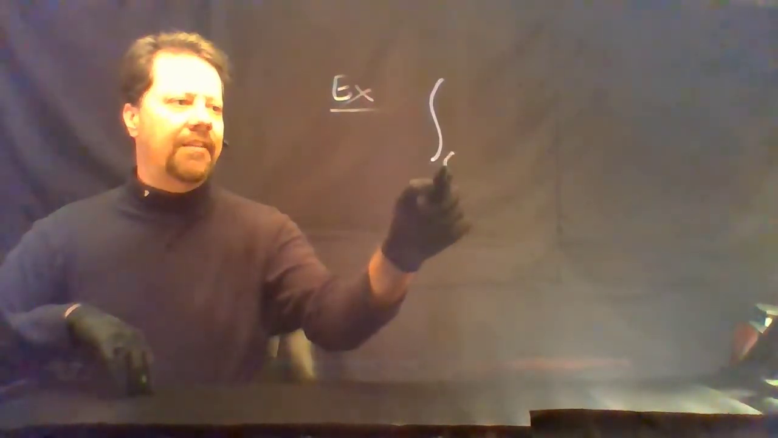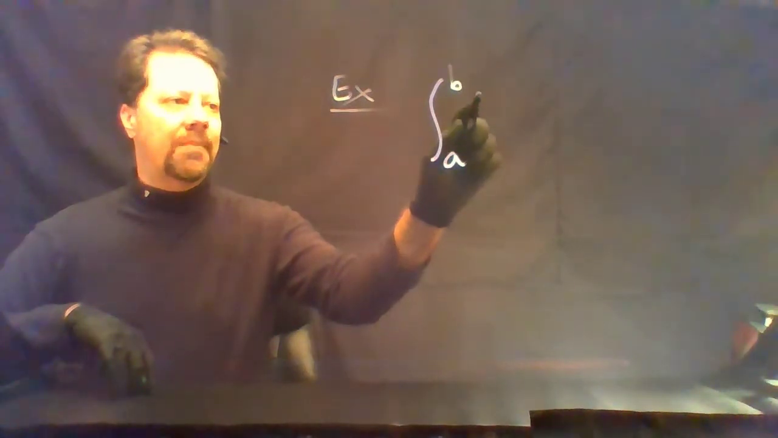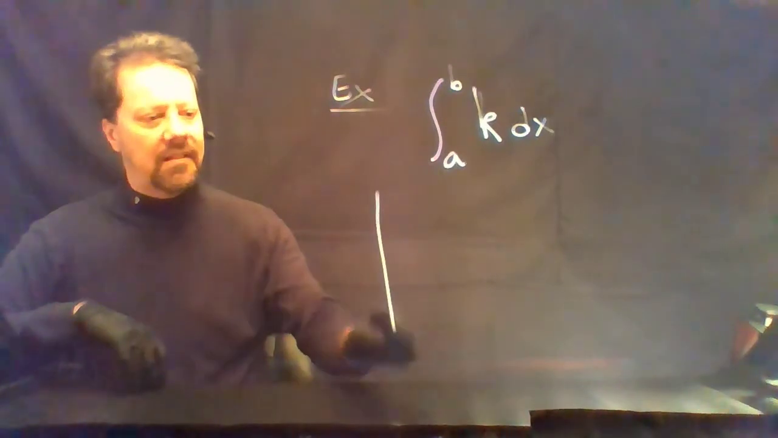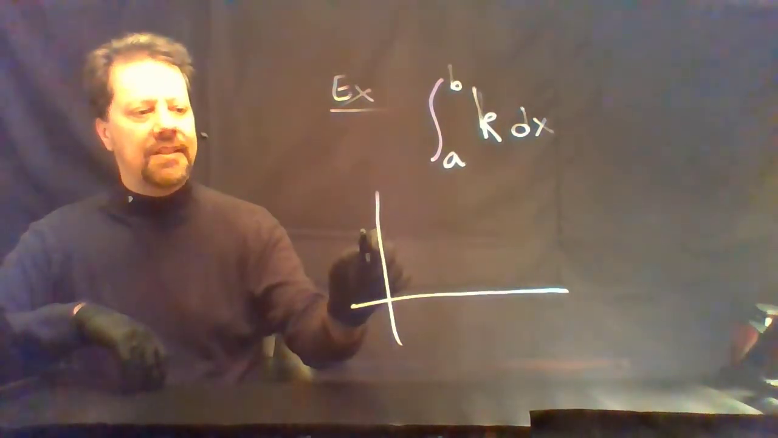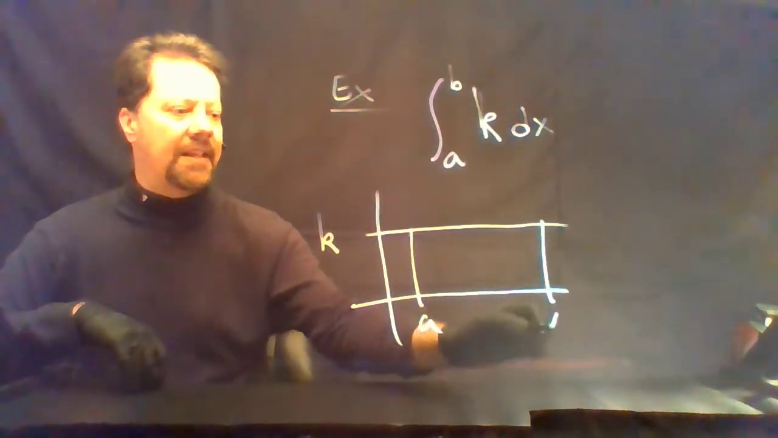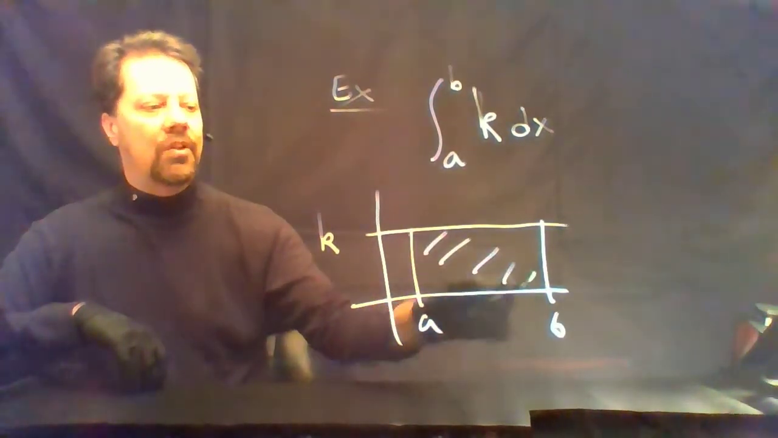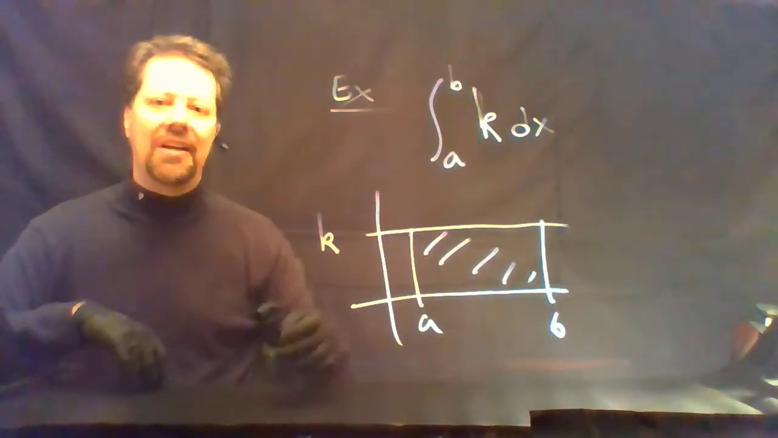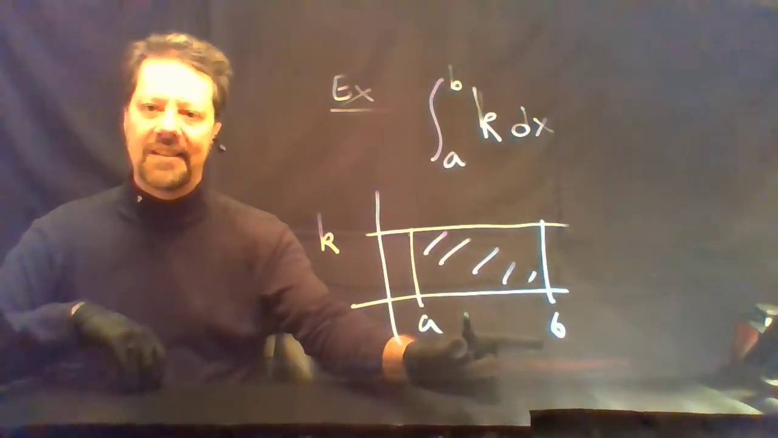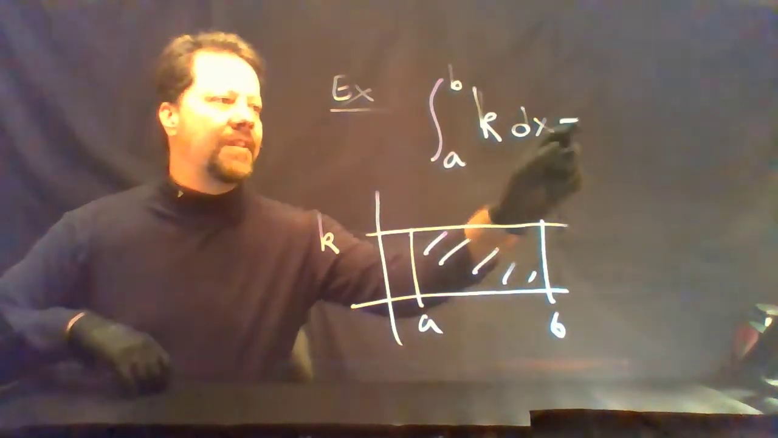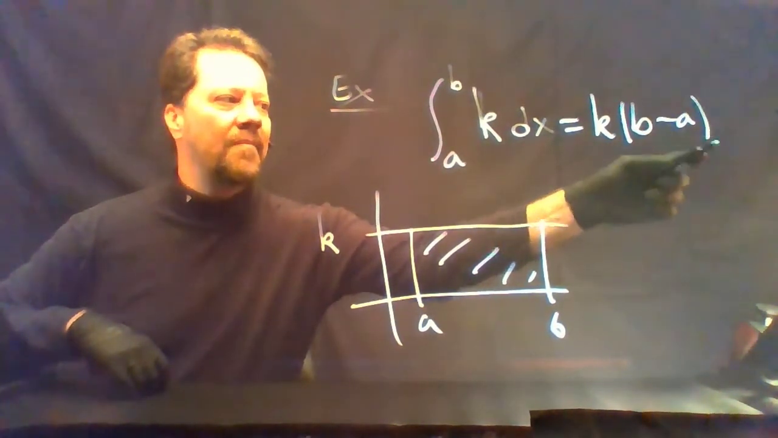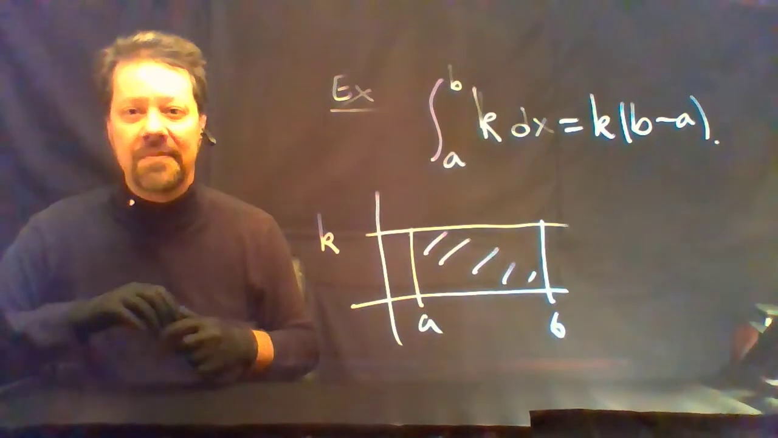If you integrate from a to b some constant k, the function is constant at a height of k, and you're integrating from a to b. You must in fact get the area of a rectangle. The height of the rectangle is k, and the width is b minus a. So this must in fact be k times b minus a. I want you to remember this.